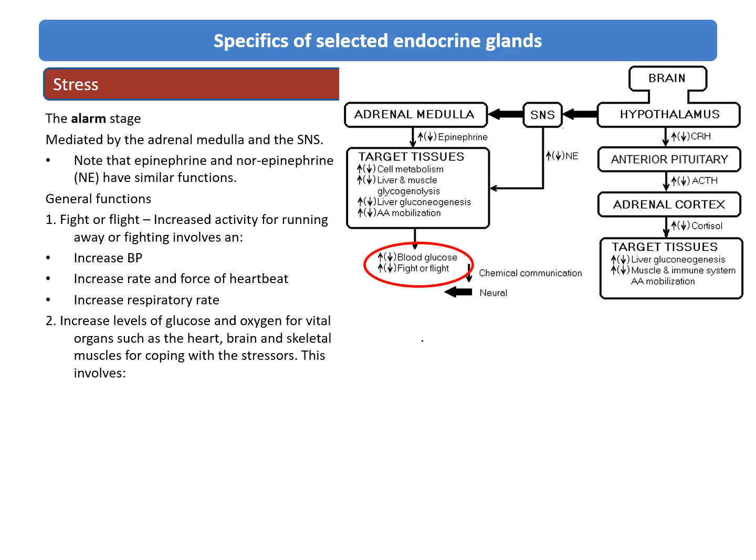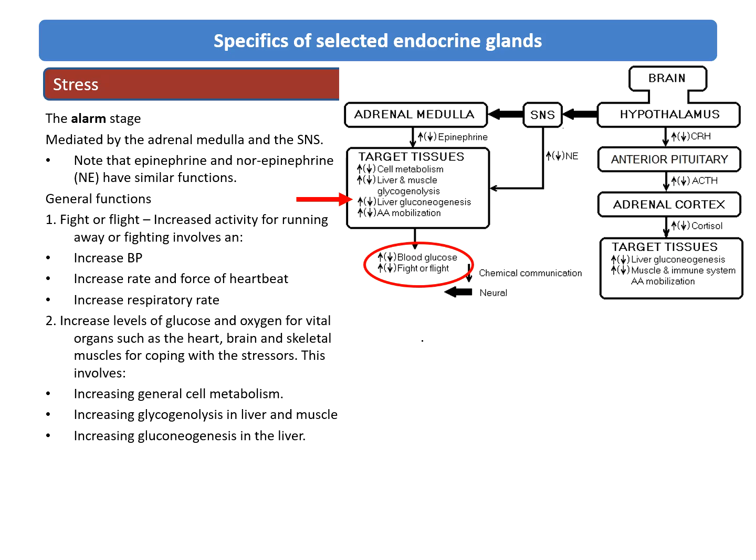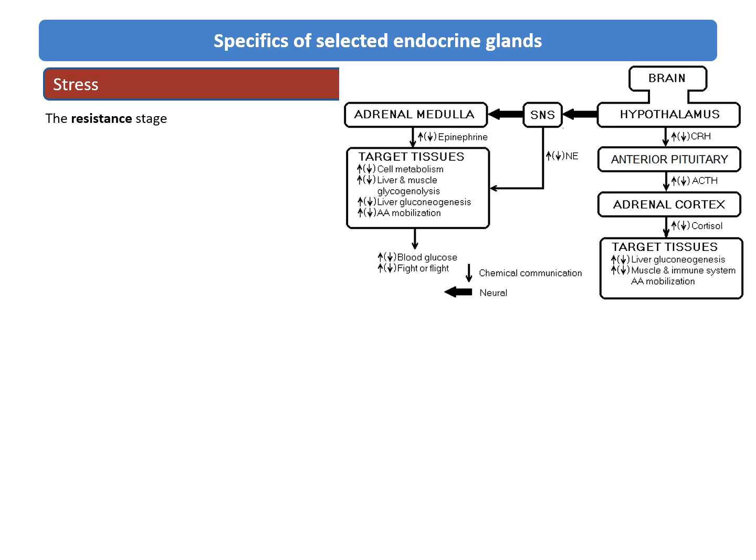increased levels of glucose and oxygen is a second general function. This is necessary for the vital organs such as the heart, brain, and skeletal muscles for coping with the stressors. This involves increasing general cell metabolism, increasing glycogenolysis, that is, the breakdown of glycogen to produce glucose, increasing gluconeogenesis in the liver, and increasing mobilization of amino acids.